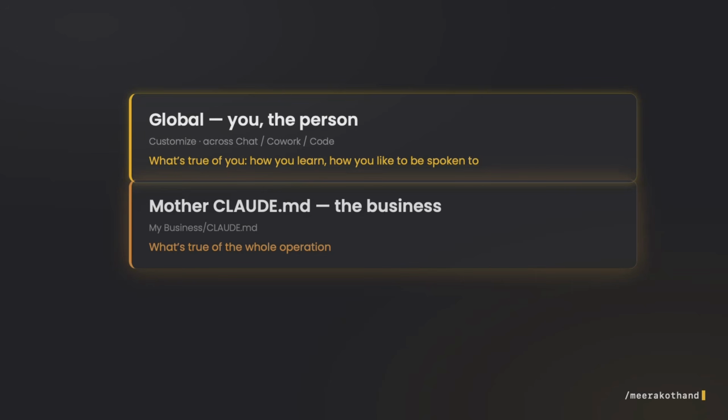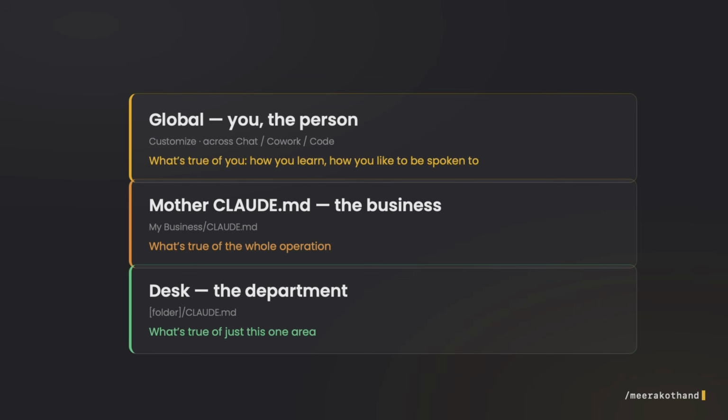The middle is your business, your command center. Your main Claude.md lives in here. I like to think of it as the mother Claude.md. All right. What is true of the whole operation? What are the house rules? And the narrowest is the desk or the department. What is true of just that one area?